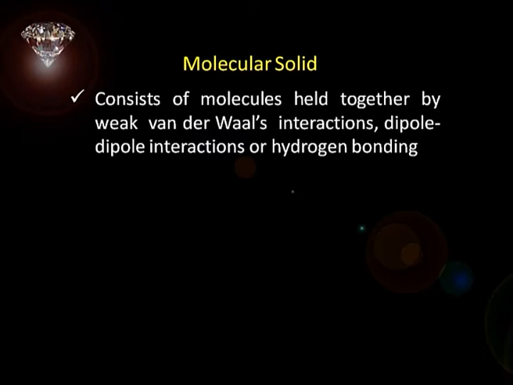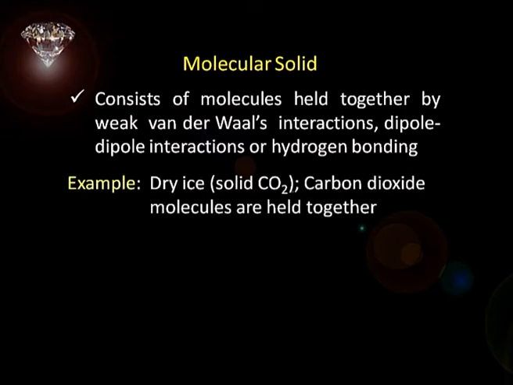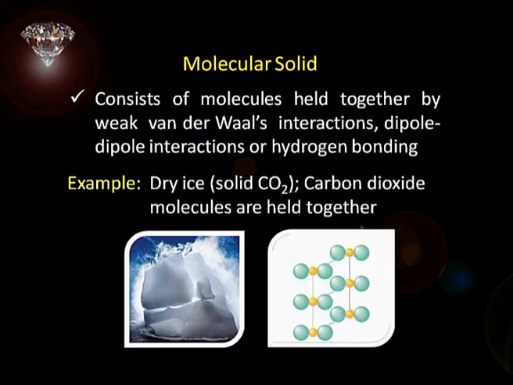Now, in the case of molecular solids, as the name suggests, the species involved are molecules, and these molecules are held together by weak interactions like van der Waals interactions, or dipole-dipole interaction, or hydrogen bonding. There are a variety of examples we can take. Let me take two examples for you. The first one is dry ice, or solid carbon dioxide. This consists of molecules of carbon dioxide which are held together by weak van der Waals interactions.